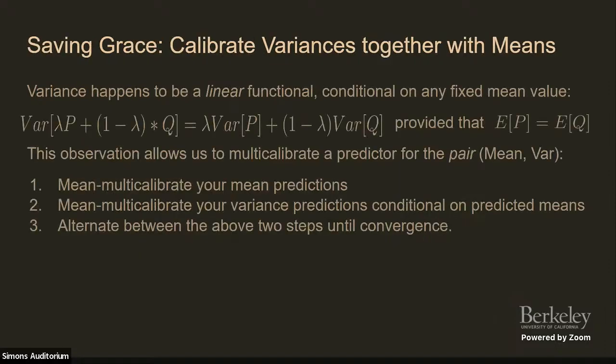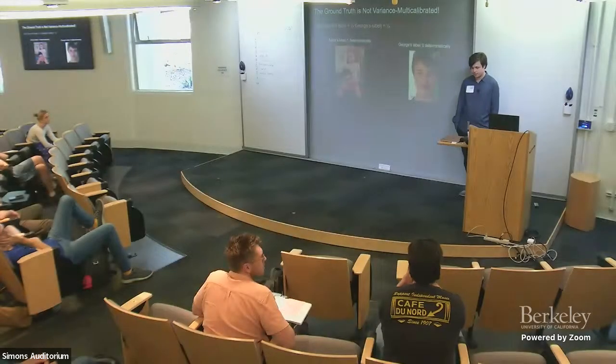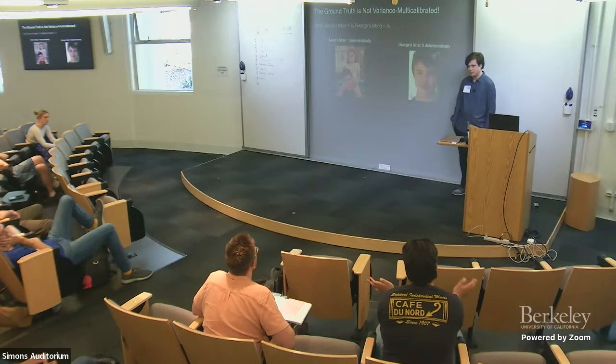Sure. Can you slow down for a second, just to make sure I understand? You're saying that at least the syntactic definition, transporting the syntactic definition of mean multicalibration to an analogous thing for variance, does not make sense, in the sense of the true variance function, the variance of each individual conditioned on the individual? You're saying they're both 0 here, but if you take a mixture over them, the variance is not.